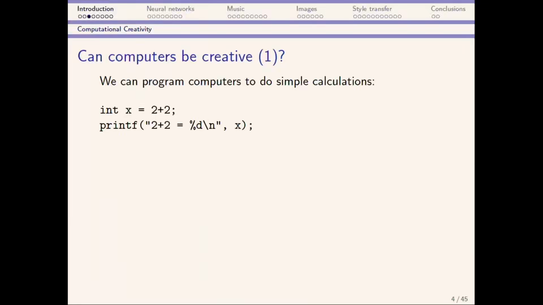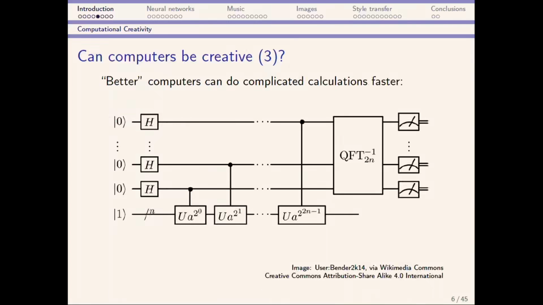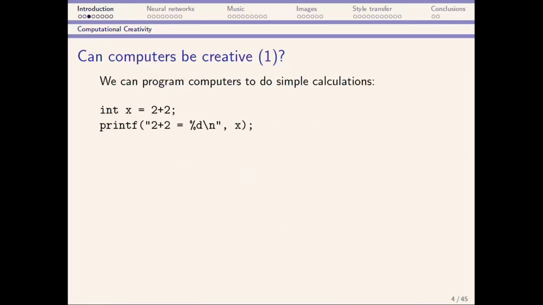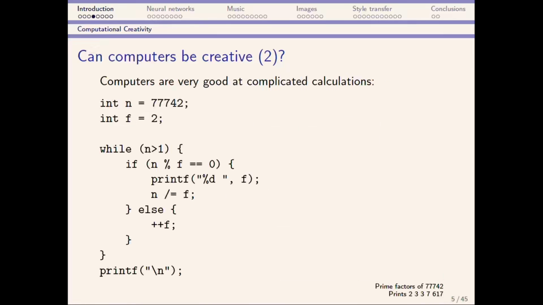Well, we can tell computers what to do. We can tell them to add two numbers. We can write simple computer programs to do this. A human could do this too. Computers can also do much more complicated calculations. This is a simple C program to calculate the prime factors of a number n. So a computer could do this much more quickly than a human could.